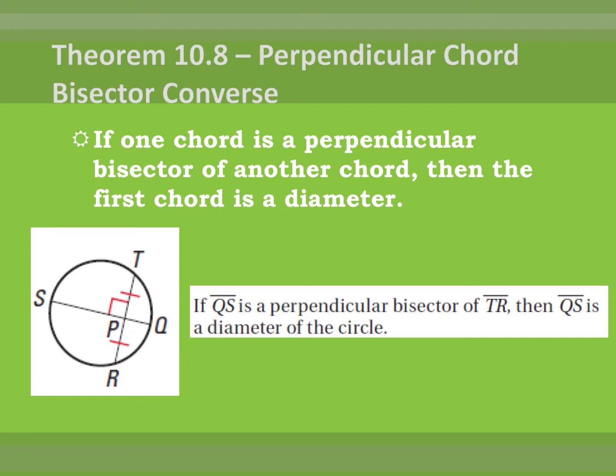The other theorem on the previous slide stated that if a diameter is perpendicular to a chord, then the diameter bisects the chord. Here, we're telling if a chord is perpendicular bisector of another chord, then it's the diameter. So they switch the order for the converse of the if and the then statement.